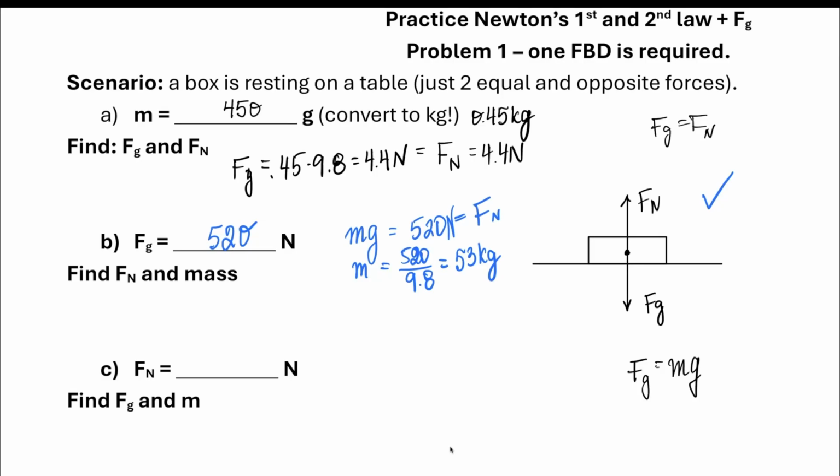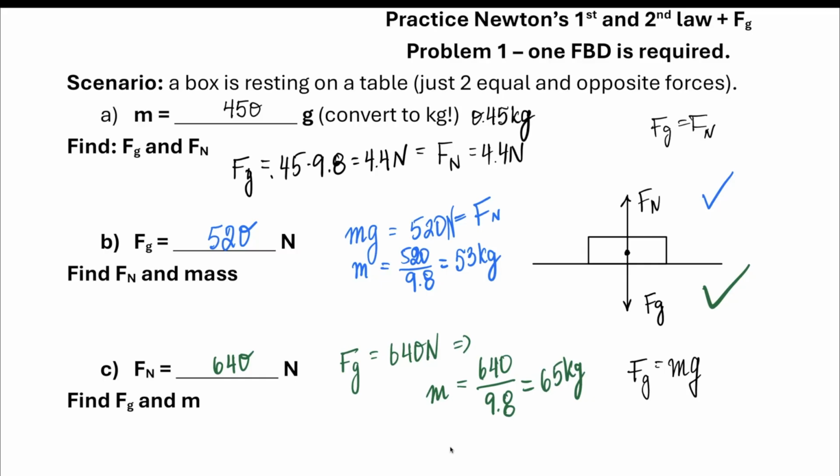And then C, one more time, we use the same diagram, still works. Gravity and normal are the same. Let's say my normal is 640 newtons. Then force of gravity is 640 newtons because they're equal and opposite, from where mass is going to be 640 divided by 9.8, 65 kilos. There you go. So that is problem 1.